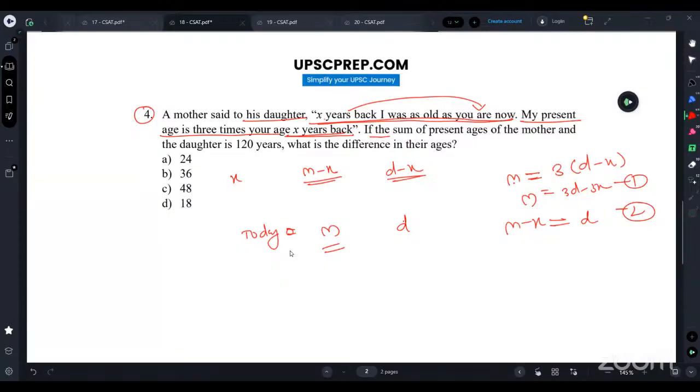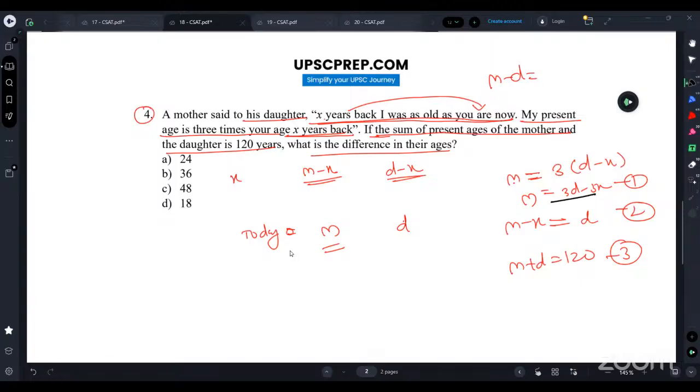Third equation they are giving us in terms of summation. The summation of present ages of mother and daughter is 120 years. So M plus D is 120, right? So this is the third equation. Now by solving these three equations, you have to find out the difference M minus D. Okay. Now how do we solve this, guys?